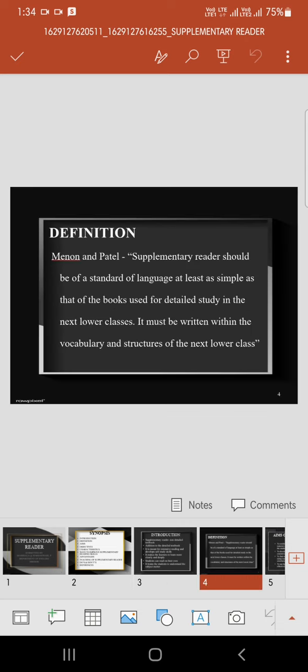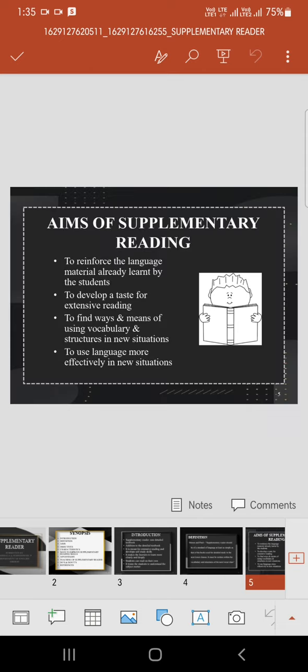Then, definition of supplementary reader. According to Menon and Patel, a supplementary reader should be of a standard of language at least as simple as that of the books used for detailed study in the next lower classes. It must be written within the vocabulary and structures of the next lower classes.